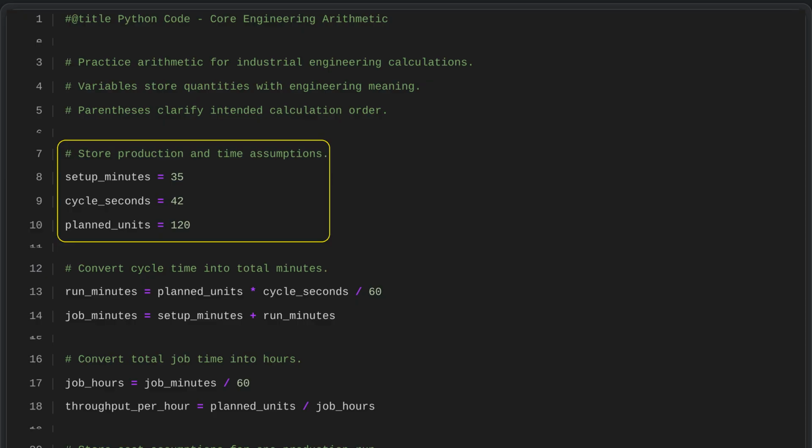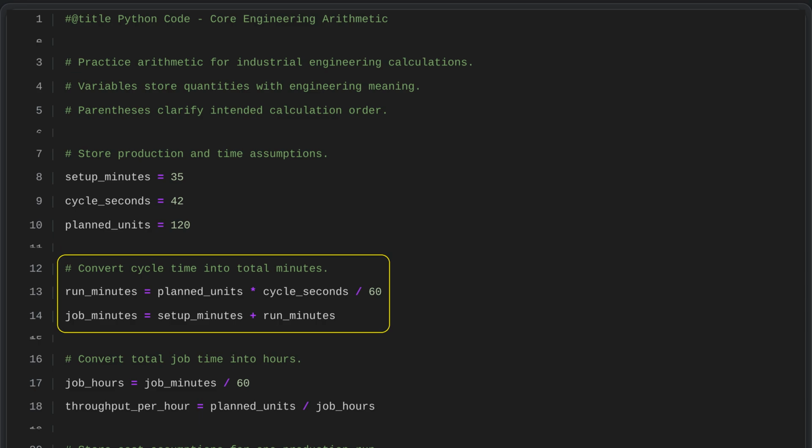We begin by defining the key production assumptions: a setup time of 35 minutes, a cycle time of 42 seconds per unit, and a planned output of 120 units. These inputs provide the basis for calculating total production time and related costs.